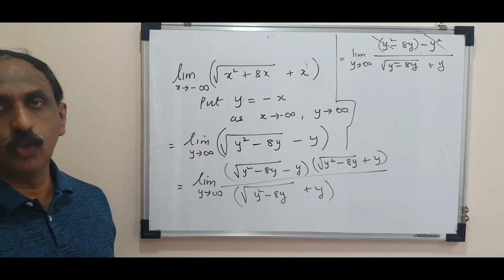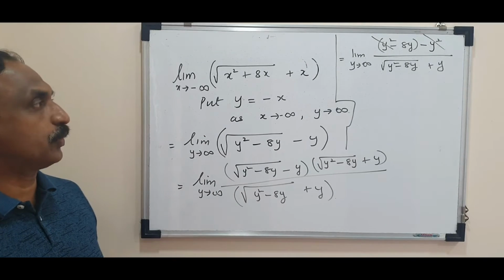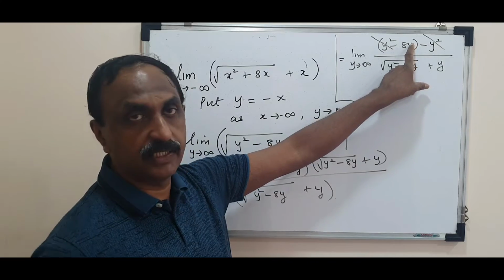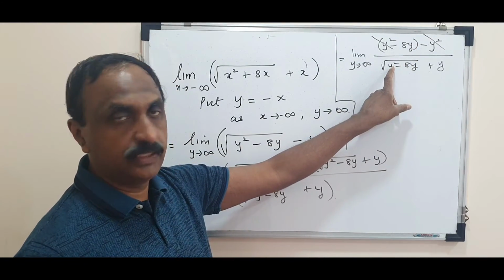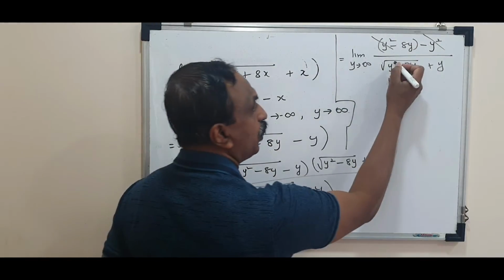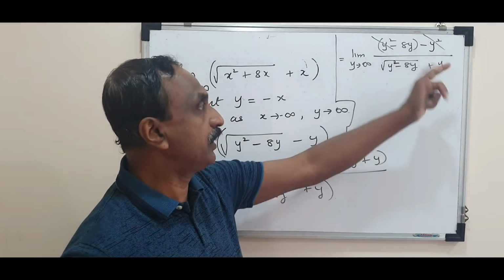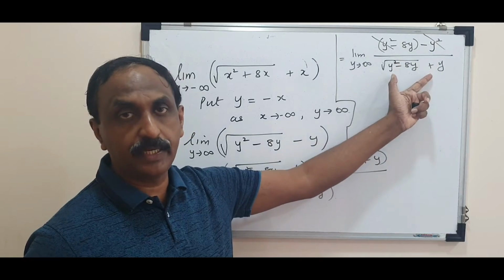Now I am not going to do the whole problem. I am going to go for the coefficient of the highest power. What is the highest degree here? Y's degree is 1. What is the y's degree here? Root of y square. Root of y square is nothing but y. So here also degree 1. Here also degree 1. Numerator degree and denominator degree are equal.